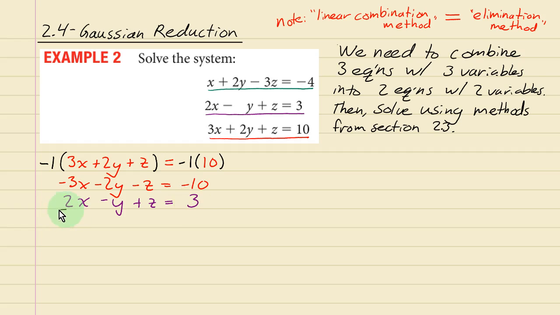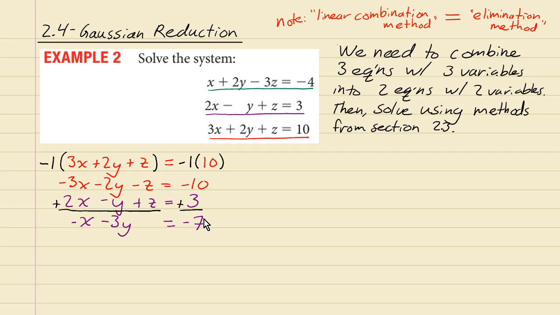And then I'm going to add the left sides together, add the right sides together. I'm going to combine the like terms. So the -3x plus 2x is -x. The -2y minus y is -3y. -2z plus z is 0, which was the whole point there, and that gives you a -7 result.